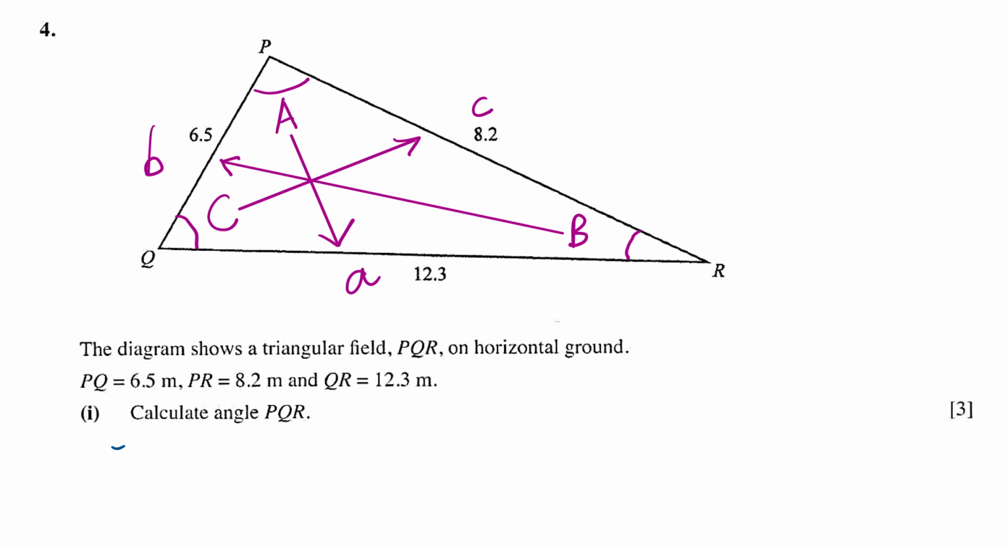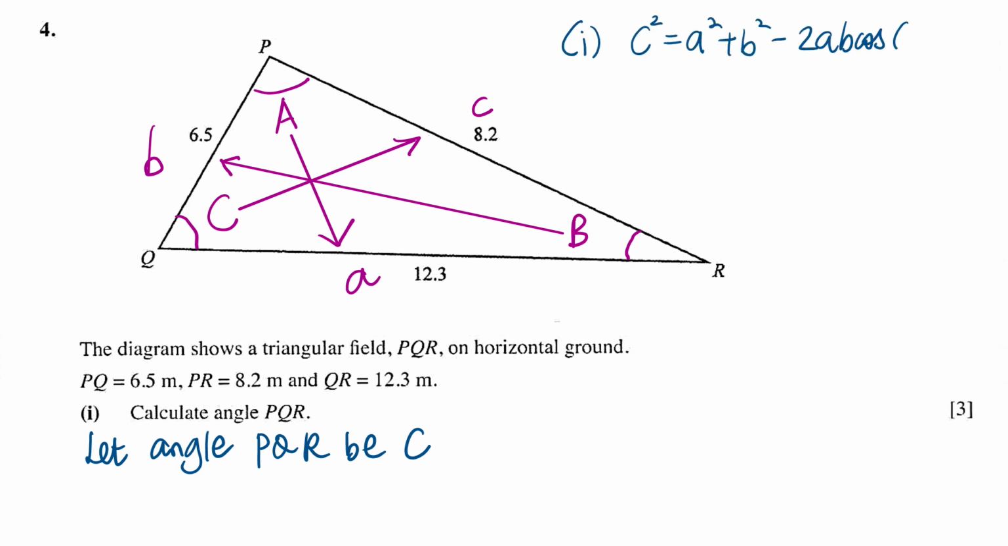Before we use the cosine rule, we're going to let angle PQR be angle C, so that we can label all the sides and the angle appropriately. Label the sides: lowercase b is opposite uppercase B, lowercase a is opposite the angle A, lowercase c is opposite the angle C. So let's write down the cosine formula and plug in the values for a, b, and c.